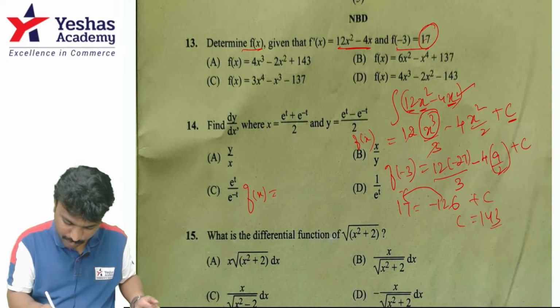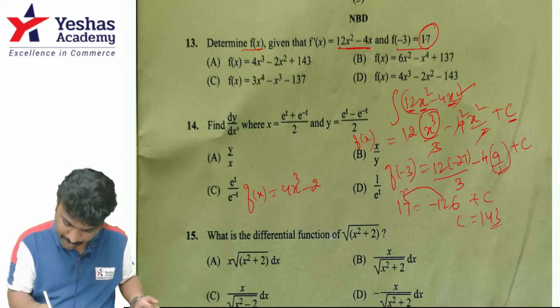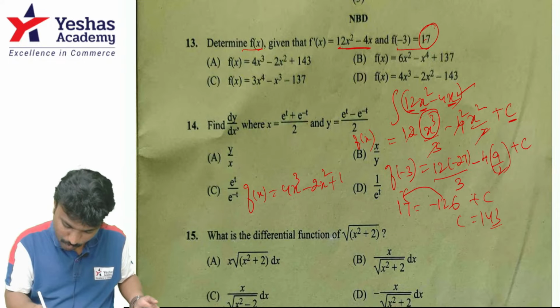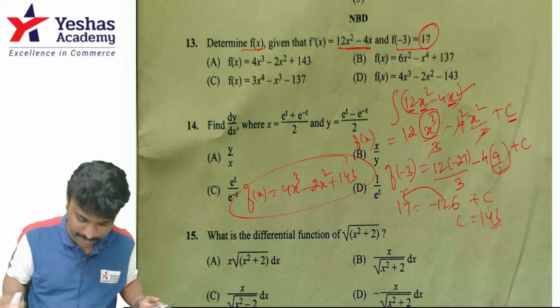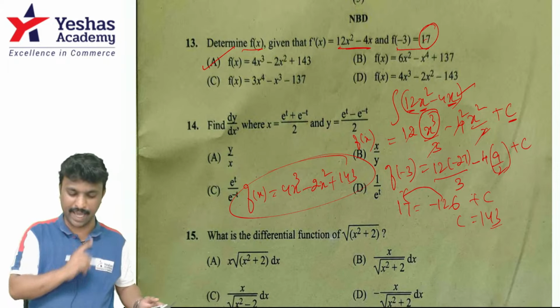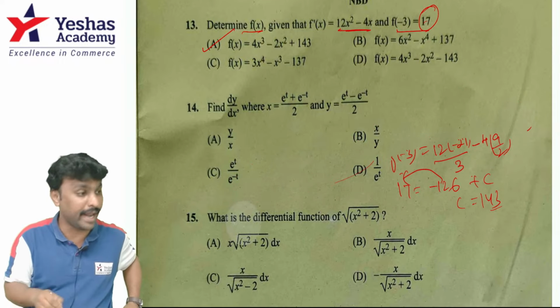3 fours are 4x cube, 2 twos are 2x square, plus the c value is 143. So f of x is 4x cube minus 2x square plus 143. That is option A, the right answer. Have you all understood? Guys, moving on to the next question.